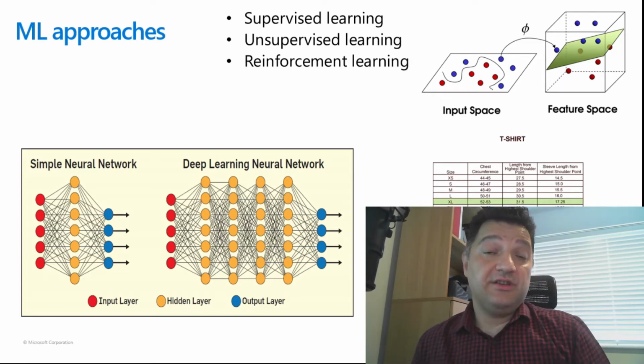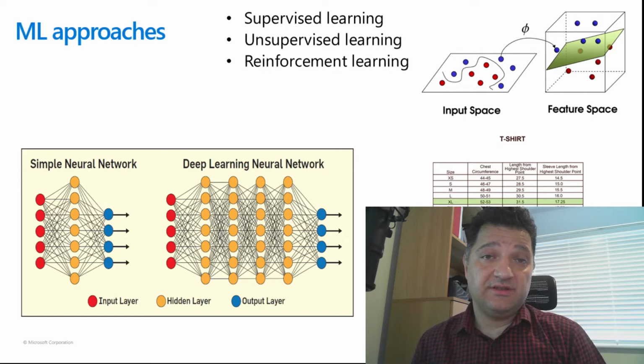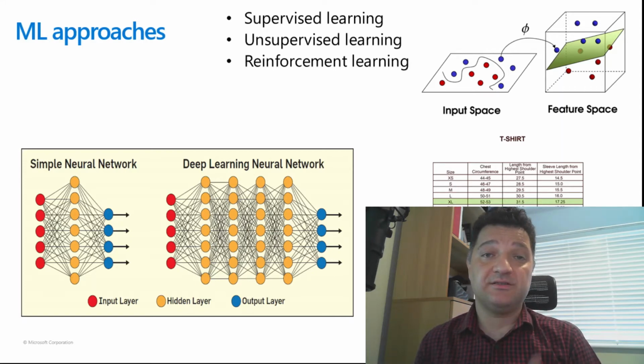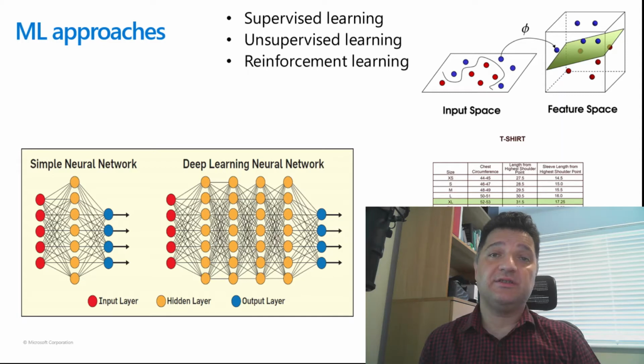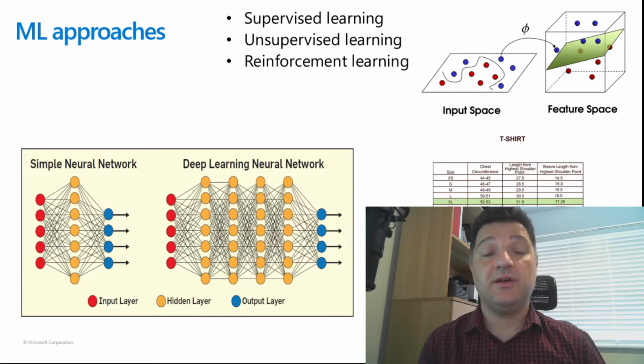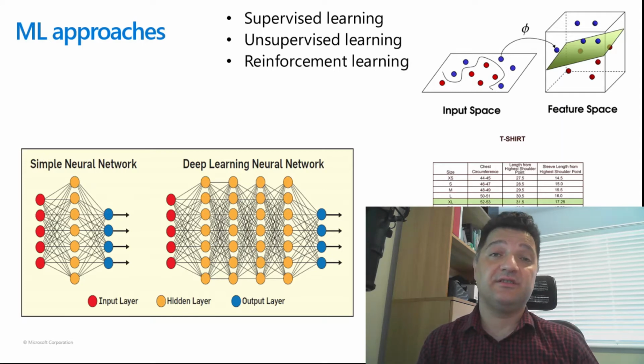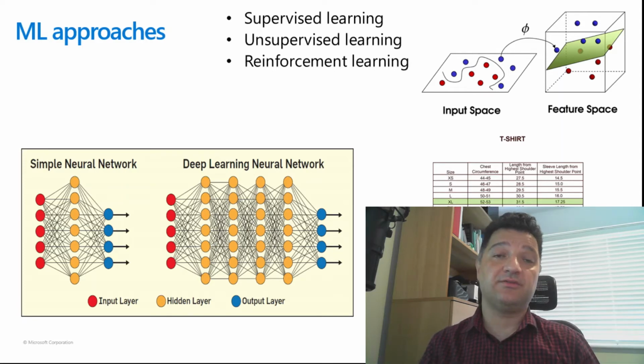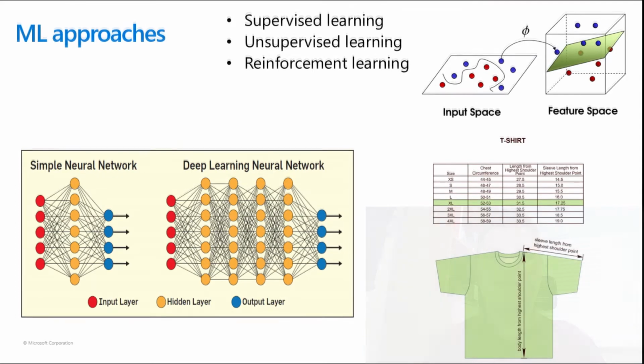There are three main approaches that we commonly see in machine learning, but the list is not limited to three. These are supervised learning, unsupervised learning, and reinforcement learning. In supervised learning, the computer is presented with example inputs and their desired outputs given by a teacher, us, and the goal is to learn a rule that maps inputs to outputs.